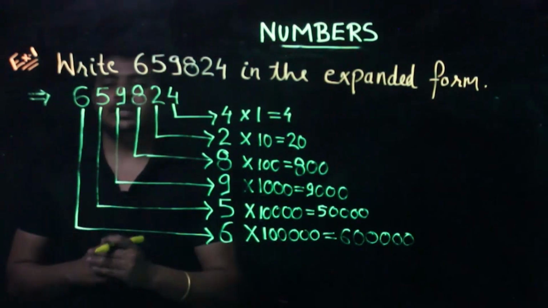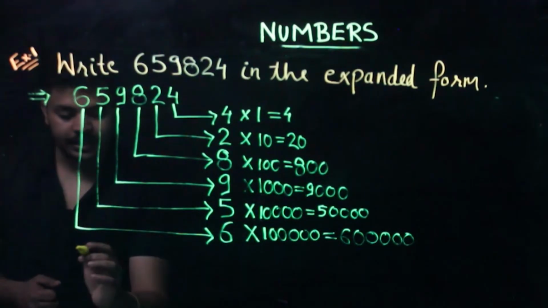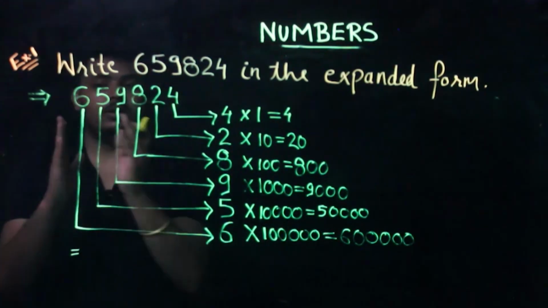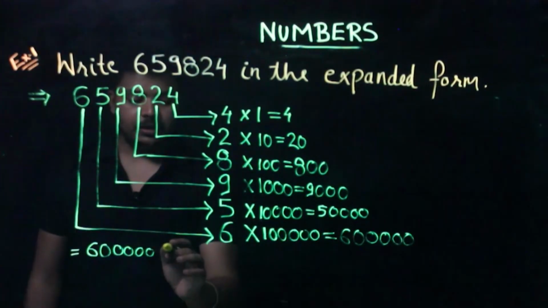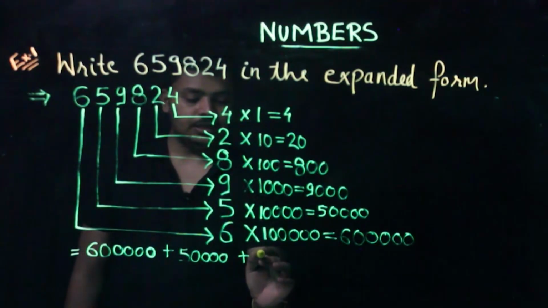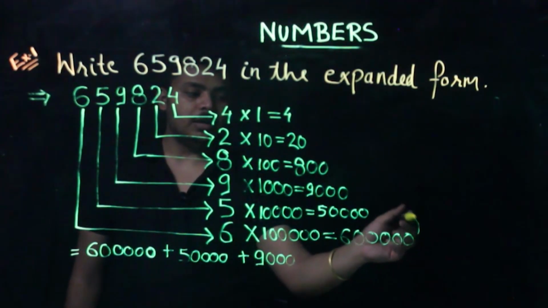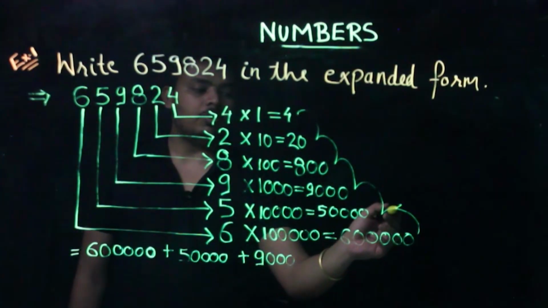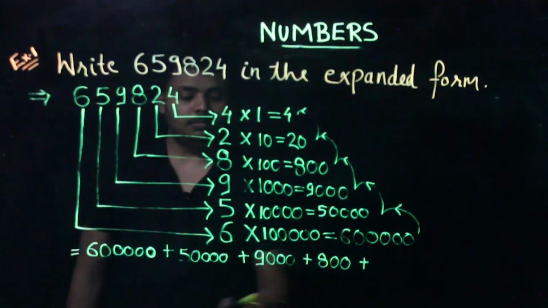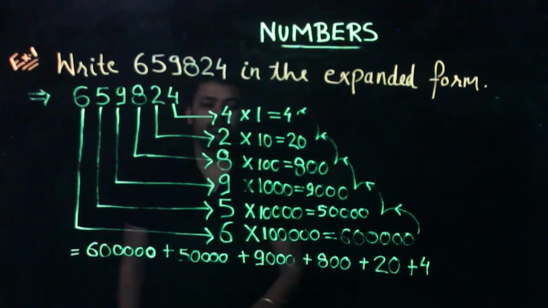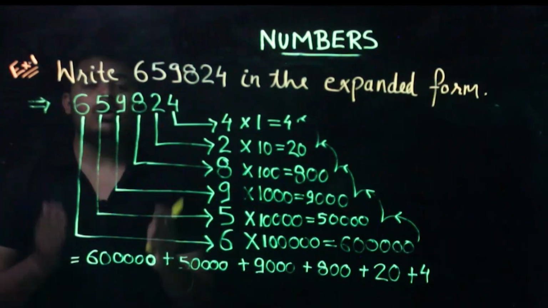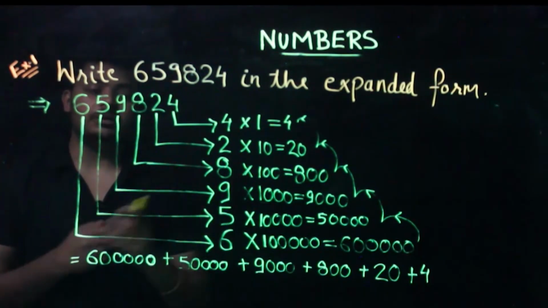Now we will write these digits in the addition form. So writing, we will start from the biggest, or with the place value of the digit in the largest place value column, that is 6 lakh, plus our next is 50,000 plus 9,000. Basically we are adding all the place values one by one in downward order, plus after 9,000 we have 800 plus 20 plus 4. So this is our expanded form of the given number. So I hope students, now you're familiar how to find the expanded form of a given number.